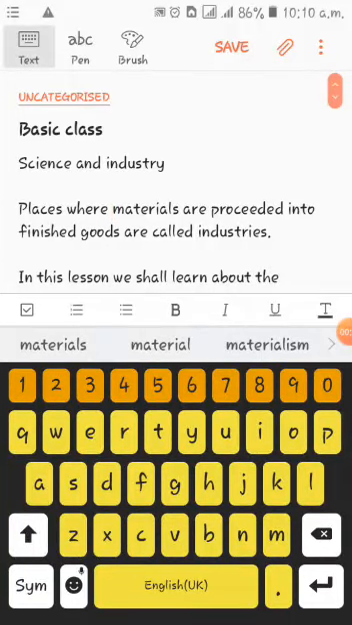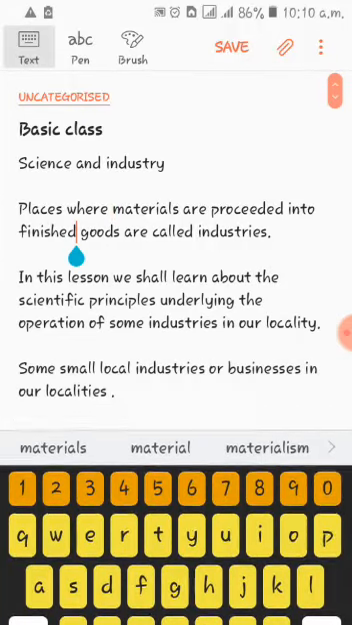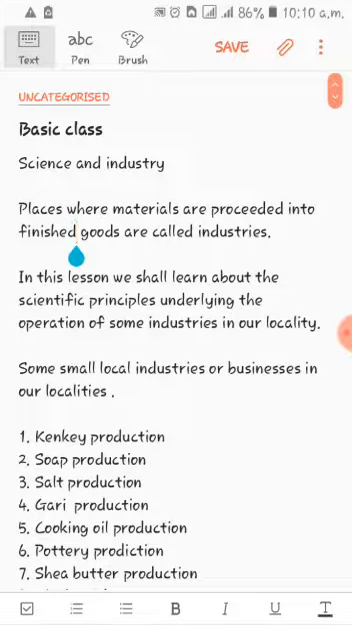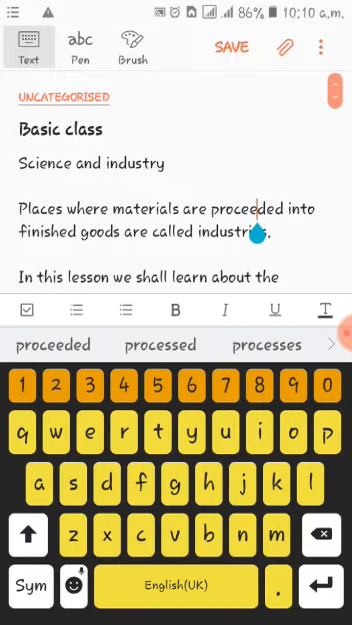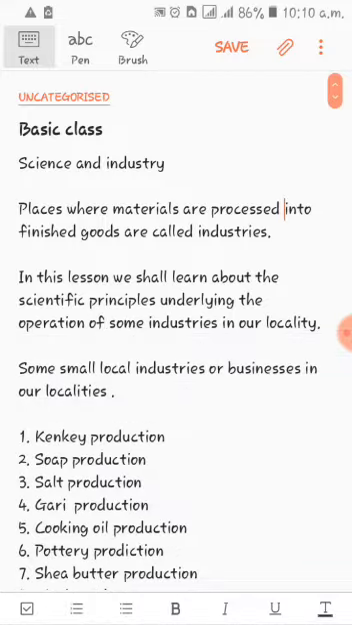Welcome to today's lesson. Today, we're looking at science and industry. So, places where materials are processed into finished goods are called industries. Can you mention some examples of industries you know?